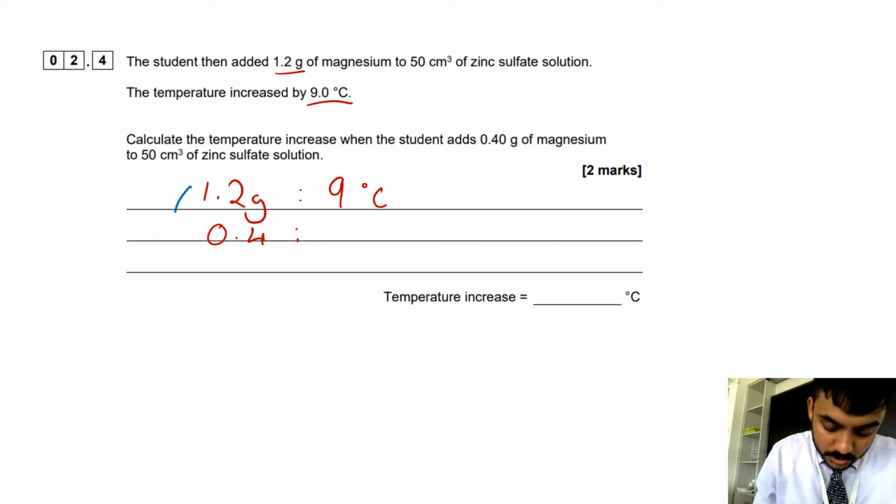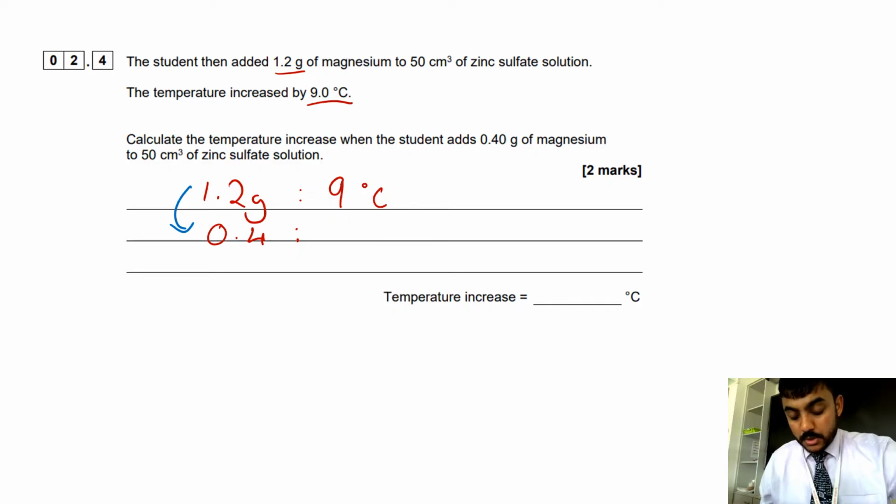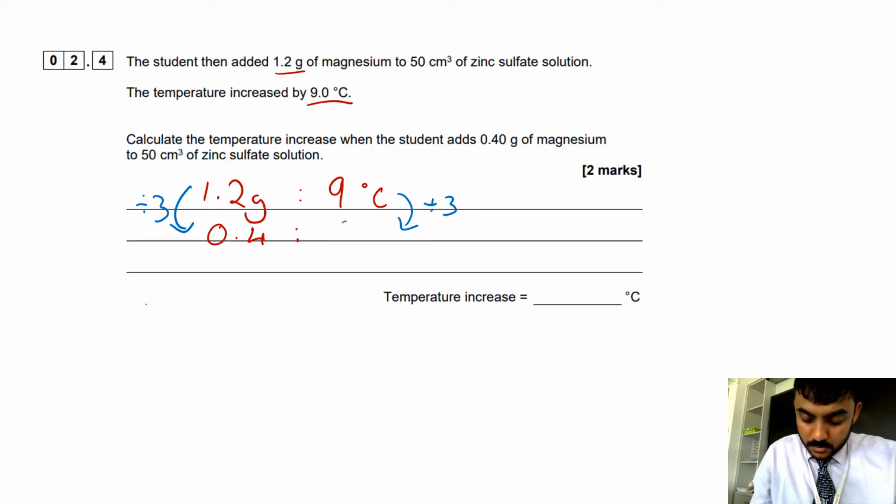Well, how much smaller is 0.4 compared to 1.2? What would you have to divide 1.2 by to get to 0.4? You have to divide it by 3. Therefore, the temperature change would be 3 times smaller, which would be 3 degrees Celsius. 9 divided by 3 is obviously 3.